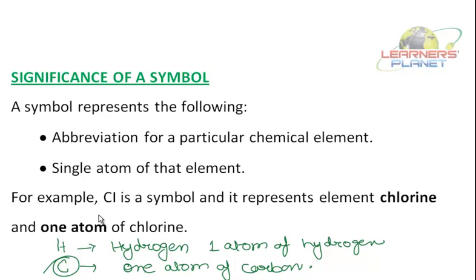For example, Cl is a symbol and it represents the element chlorine and one atom of chlorine. Likewise, H is a symbol for hydrogen and it represents one atom of hydrogen. Likewise, C is a symbol for carbon and it represents one atom of carbon. Right? So this is about the symbols of the elements. Now we'll be proceeding to the chemical formulae.